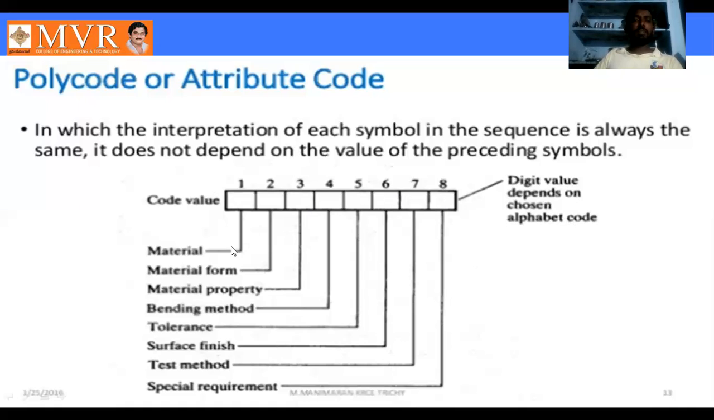The first one is material. The second one is material form. The third one is material property. The fourth one is bending method. The fifth one is tolerance. The sixth one is surface finish. Test method, special requirements. These codes are used for manufacturing. So it is the polycode and the active attributes code.